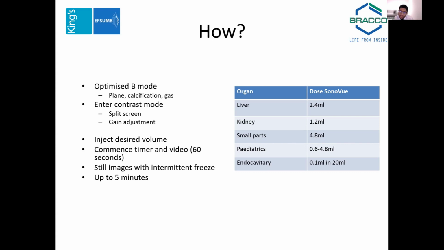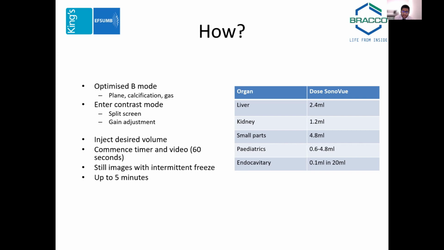You then want to enter ideally a split screen mode. Some people use an overlay mode. What this allows you to do, though, is to keep the B mode of the lesion in view. And that way, you don't misjudge where you are coming off the lesion. You can confidently be in the plane of it, and that's why it's quite useful to make sure that when you are in a plane of the lesion, it's moving up and down rather than in and out of your field of view. You then inject the desired volume.